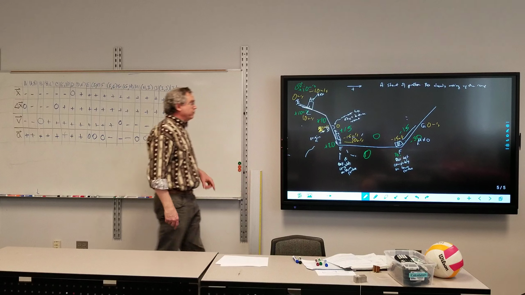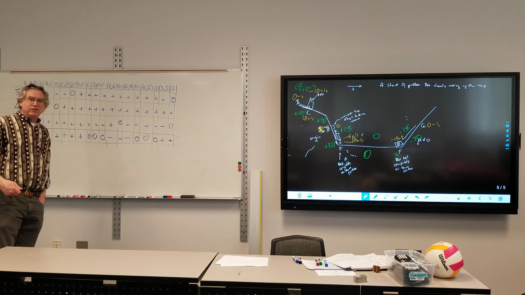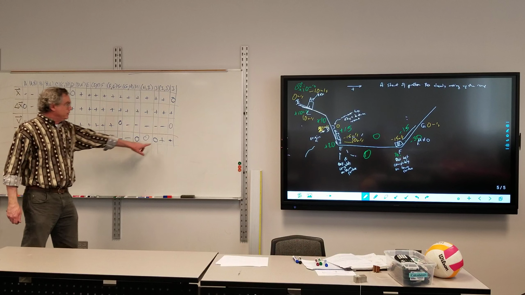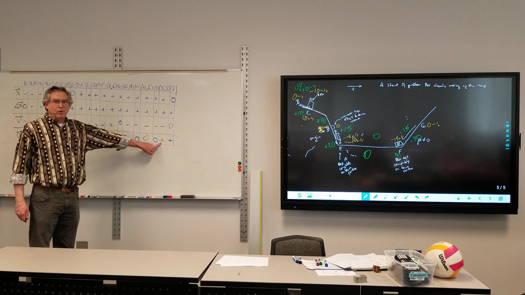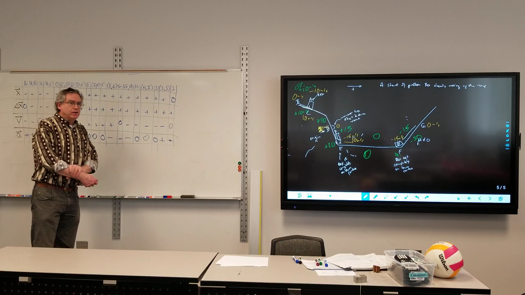Positive. So from I to J, it is a positive change in velocity. Another way of looking at why that would be positive.